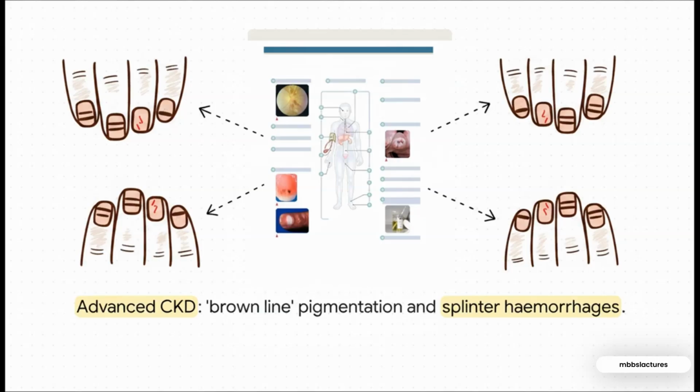You'll often spot the classic brown line pigmentation right across the nail beds, alongside distinct splinter hemorrhages. These are hallmark, extremely high-yield signs of advanced, long-standing uremia. You do not want to miss these on a clinical exam.